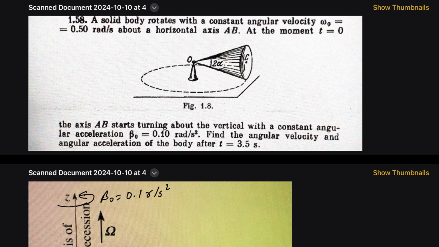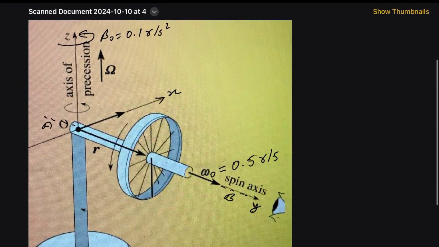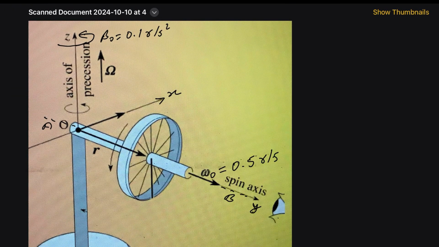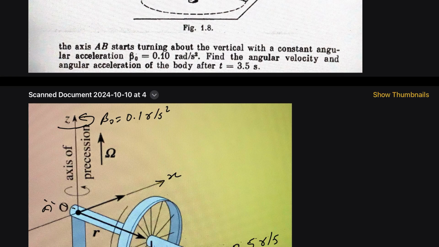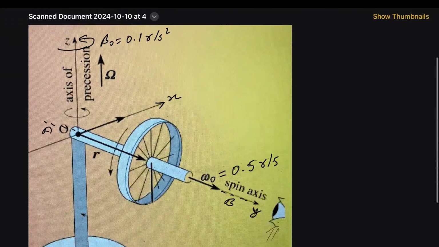The figure given in the question is not actually of this question. What you can consider the actual figure for this question is this. When they are saying AB axis, I have shown this AB axis on this figure. You can see this person is the eye which is looking towards the AB axis, and this disc is rotating with angular velocity omega naught, 0.5 radian per second. And about the z axis, this body is rotating with constant angular acceleration beta naught, 0.1 radian per second squared. So this is the problem.